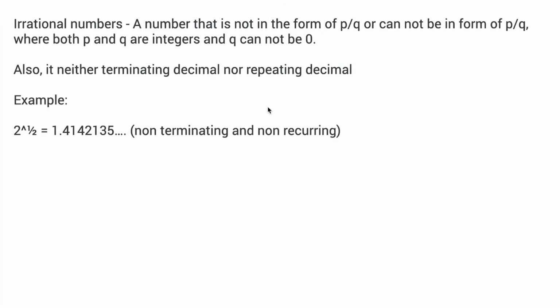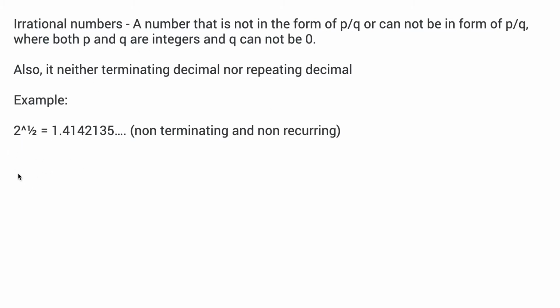Now let's talk about the other form of numbers, which is irrational numbers. Opposite to the rational number, a number that is not in the form of p by q, or cannot be put in the form of p by q, is called an irrational number. Again the conditions remain the same, where p and q are integers and q cannot be 0. Also, similar to the rational number, we need to check that in an irrational number, neither the terminating decimal nor the repeating decimal should occur. Okay, let's take an example.